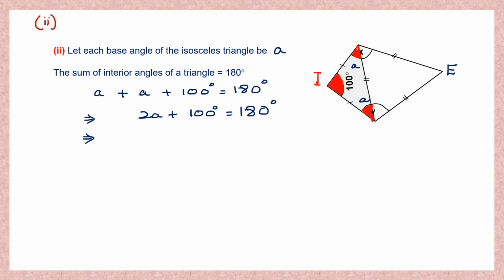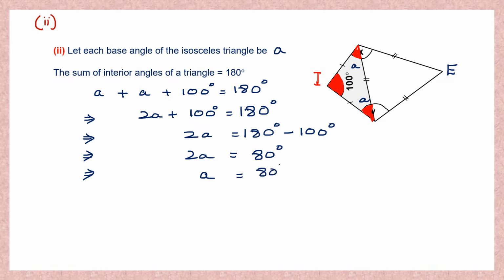So what is the value of 2A? 2A will be 180 degrees minus 100 degrees. So 2A is equal to 180 minus 100, which is 80 degrees. Now we can find the value of A. That will be 80 degrees divided by 2. So 80 divided by 2 is 40. So the value of A is 40 degrees. Now with the help of this angle, we are going to find the values of X and Y.